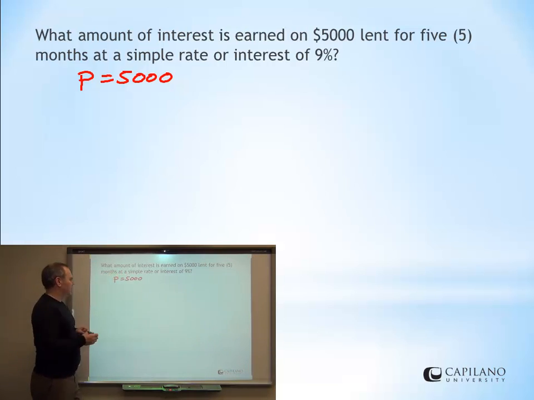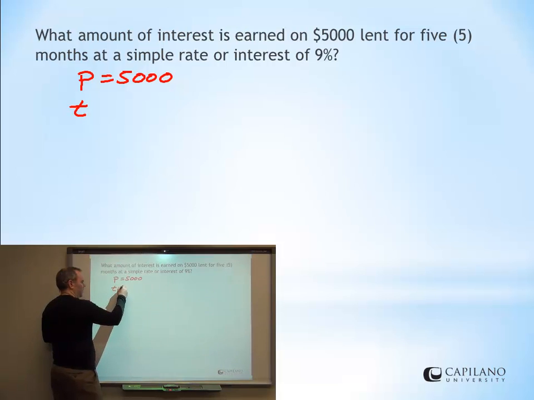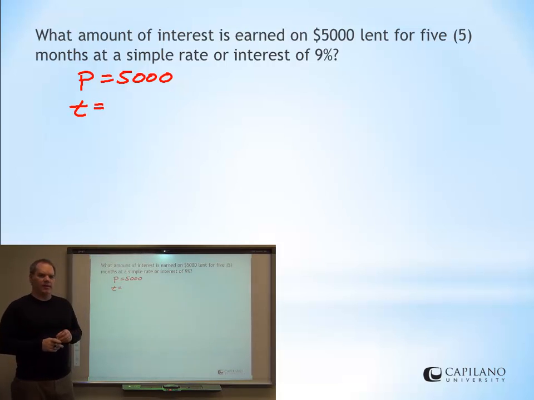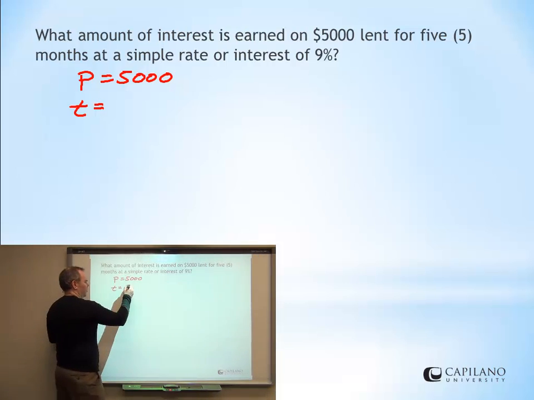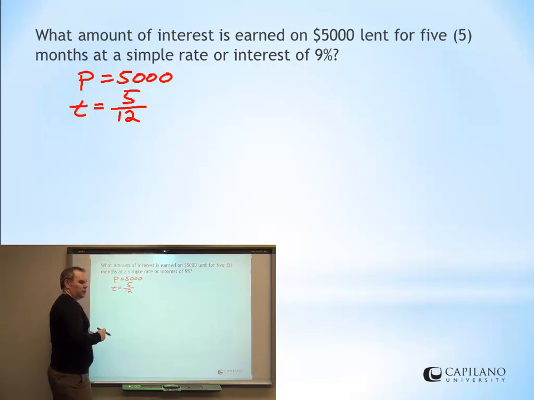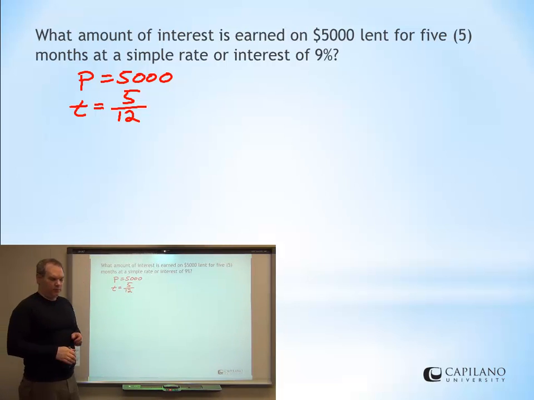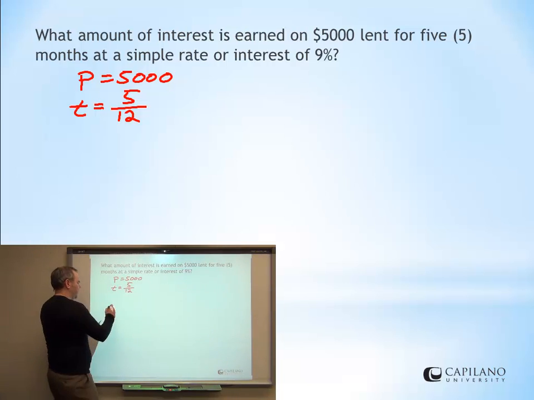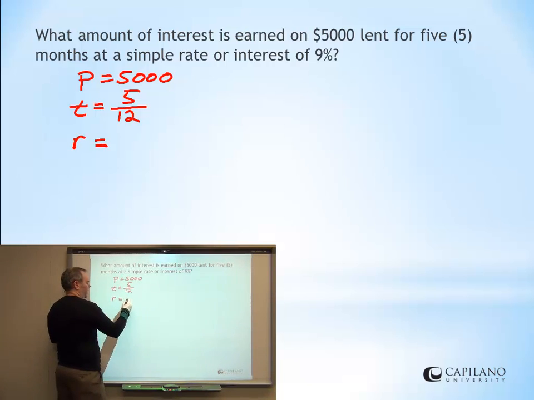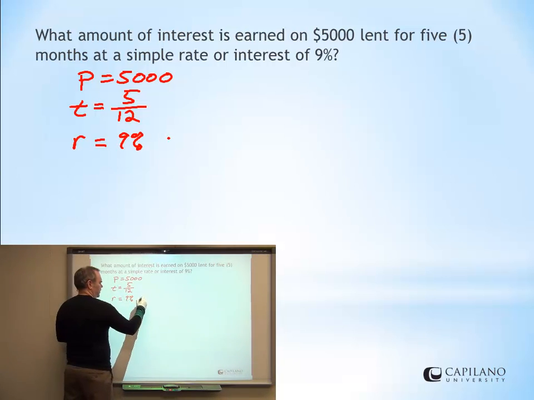5 months, our time is going to be 5 months. What portion of a year is 5 months? Well, it's 5 months over a full year, which is 12 months. We could calculate it here, but I'll leave it as a fraction. And the simple rate of interest, our rate is 9%, 0.09.